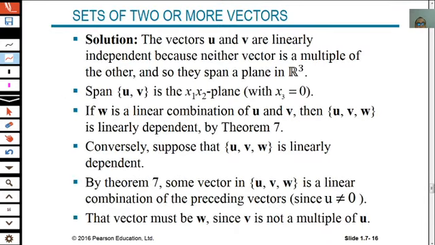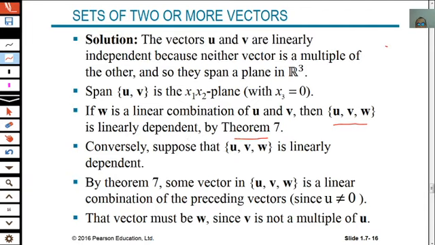If w is a linear combination of u and v, then the set containing these vectors u, v, and w is linearly dependent by Theorem 7. If you remember, if we have a linear combination for a vector in terms of the others, then by Theorem 7 the set is linearly dependent.